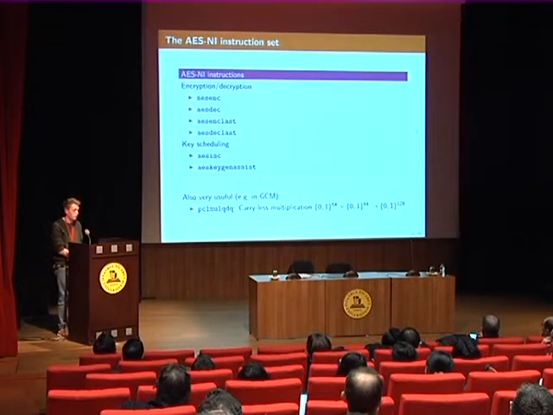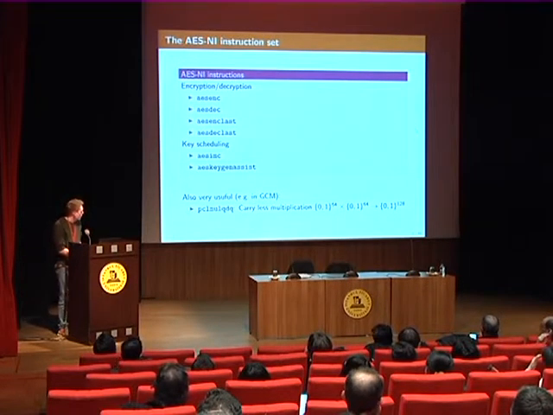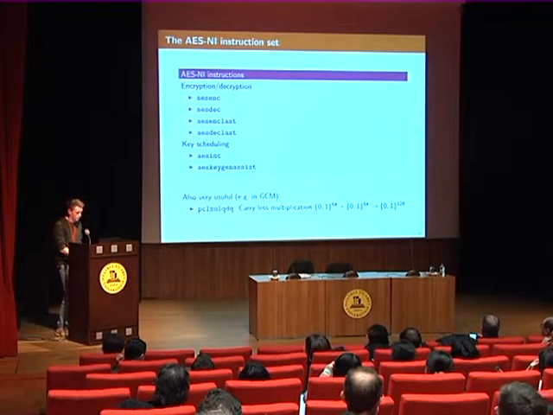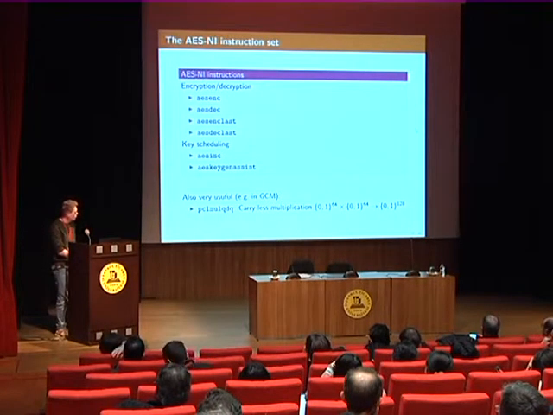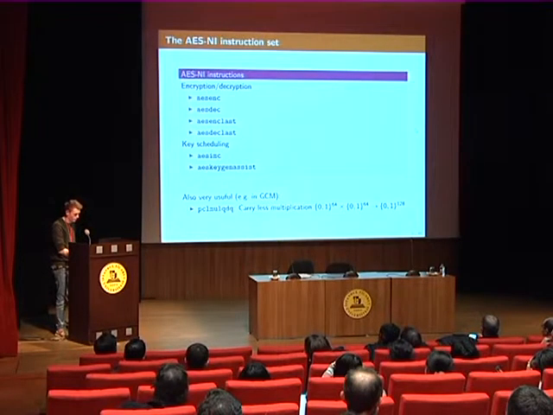So we basically have 4 instructions that perform encryption and decryption, and then we have 2 other instructions for key scheduling. So these are the ones I have written here. And also I want to highlight this multiplication instruction in the bottom. So this does carryless multiplication of 2 64-bit operands. And this is very useful in some modes of operation, for example, Galois counter mode, where we do multiplication in the finite field of size 2 to the 128.